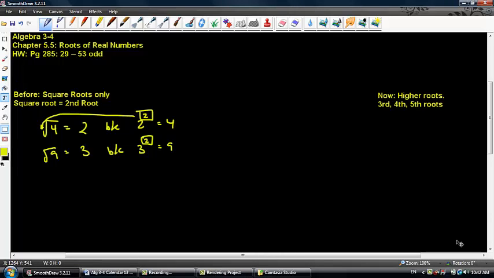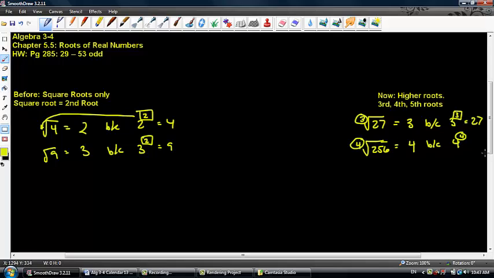Now, what we're going to do is higher roots. We're going to take third, fourth, and fifth roots of numbers. For example, if I take the cube root of 27, now keep in mind this 3 out here indicates cube root. Cube root of 27 is 3, and that is because 3 to the third power equals 27. If I take the fourth root of 256, that is going to give me 4, and that is because 4 to the fourth power, right, the powers are going to match, equals 256. If I take the fifth root of 32, that's going to give me 2, and that's because 2 to the fifth power equals 32.